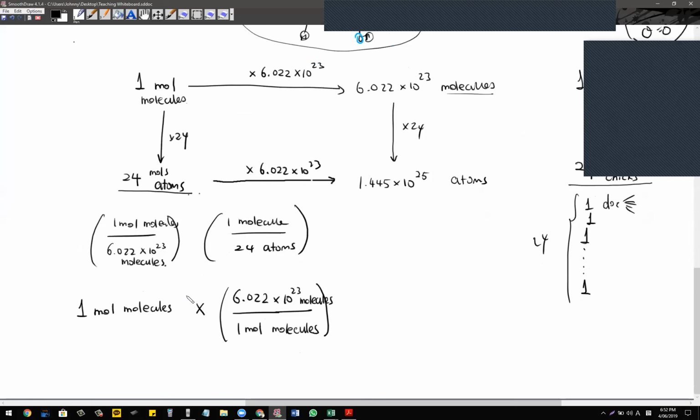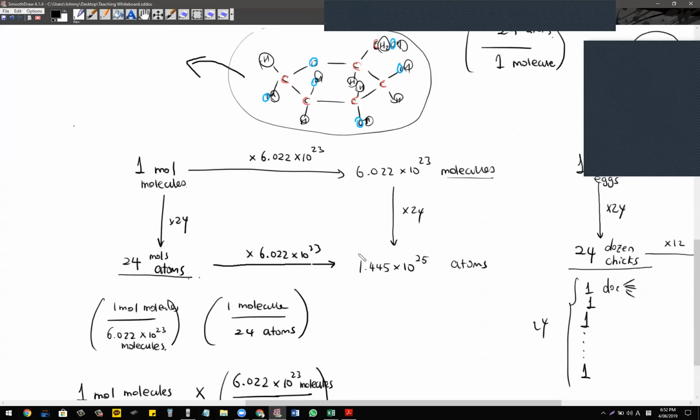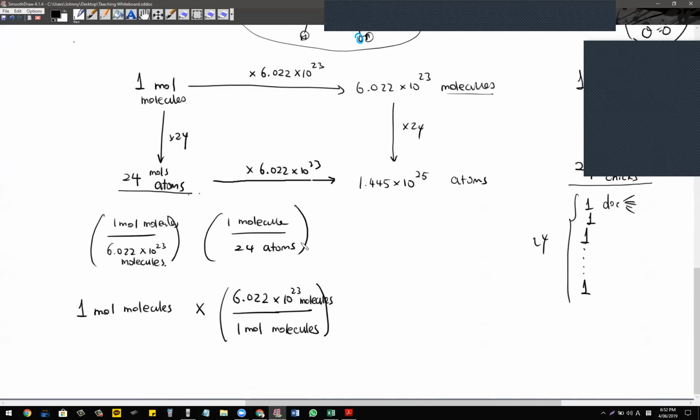So I'm going from here to here by timesing by that, okay? Then of course you can see mole of molecules cancel out. And that's why you get molecules. You get 6.022 times 10 to the power 23 molecules. And then you times that by this one here.